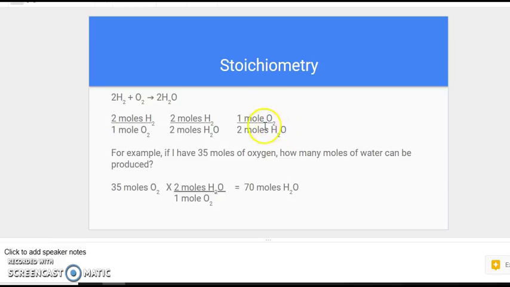I have to flip this because remember, what I want to get rid of goes on the bottom, what I want to keep goes on top. So I need to flip this the other way, but remember, since they're equalities, we can do that. Now I can see that moles of oxygen is going to cancel out. I'm going to be left with moles of hydrogen.